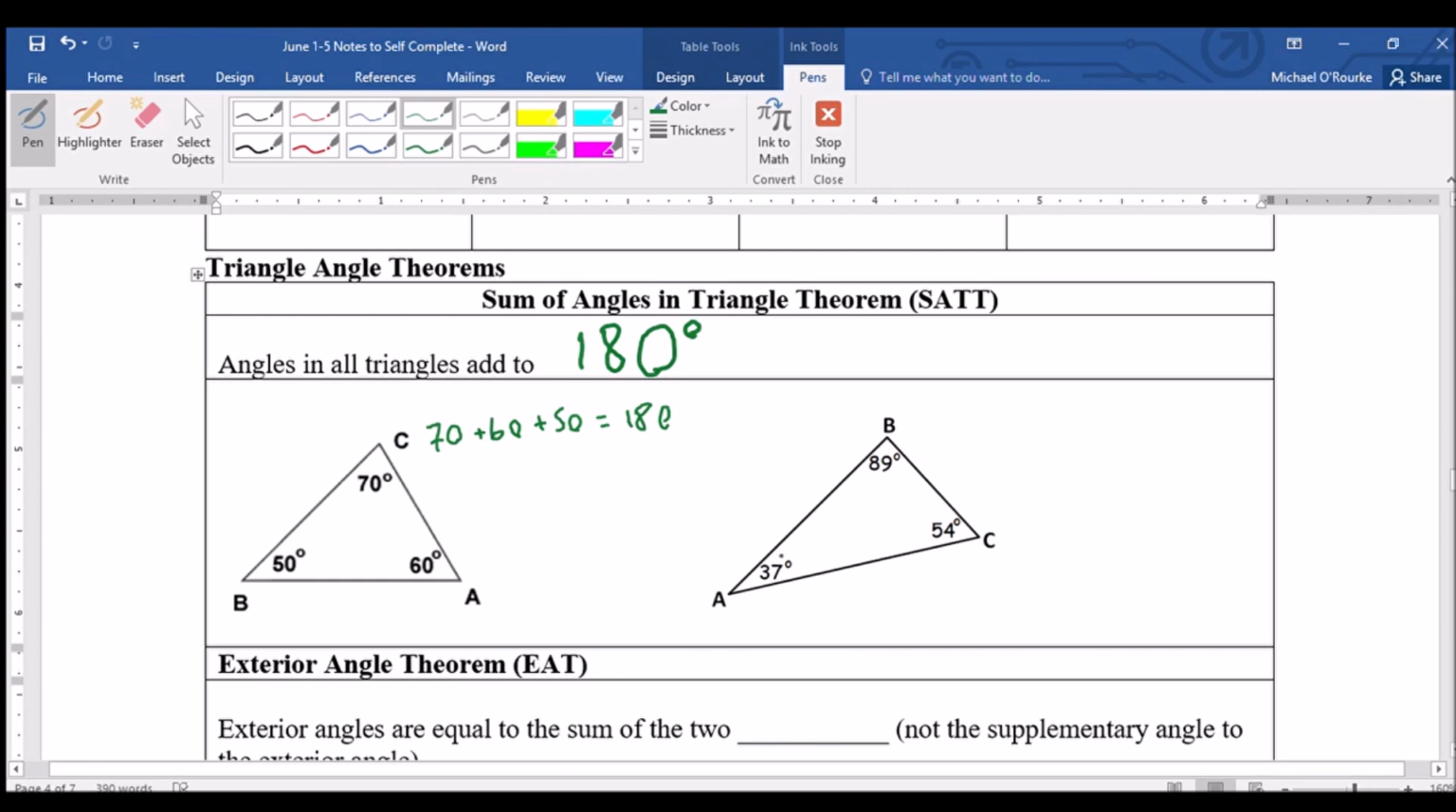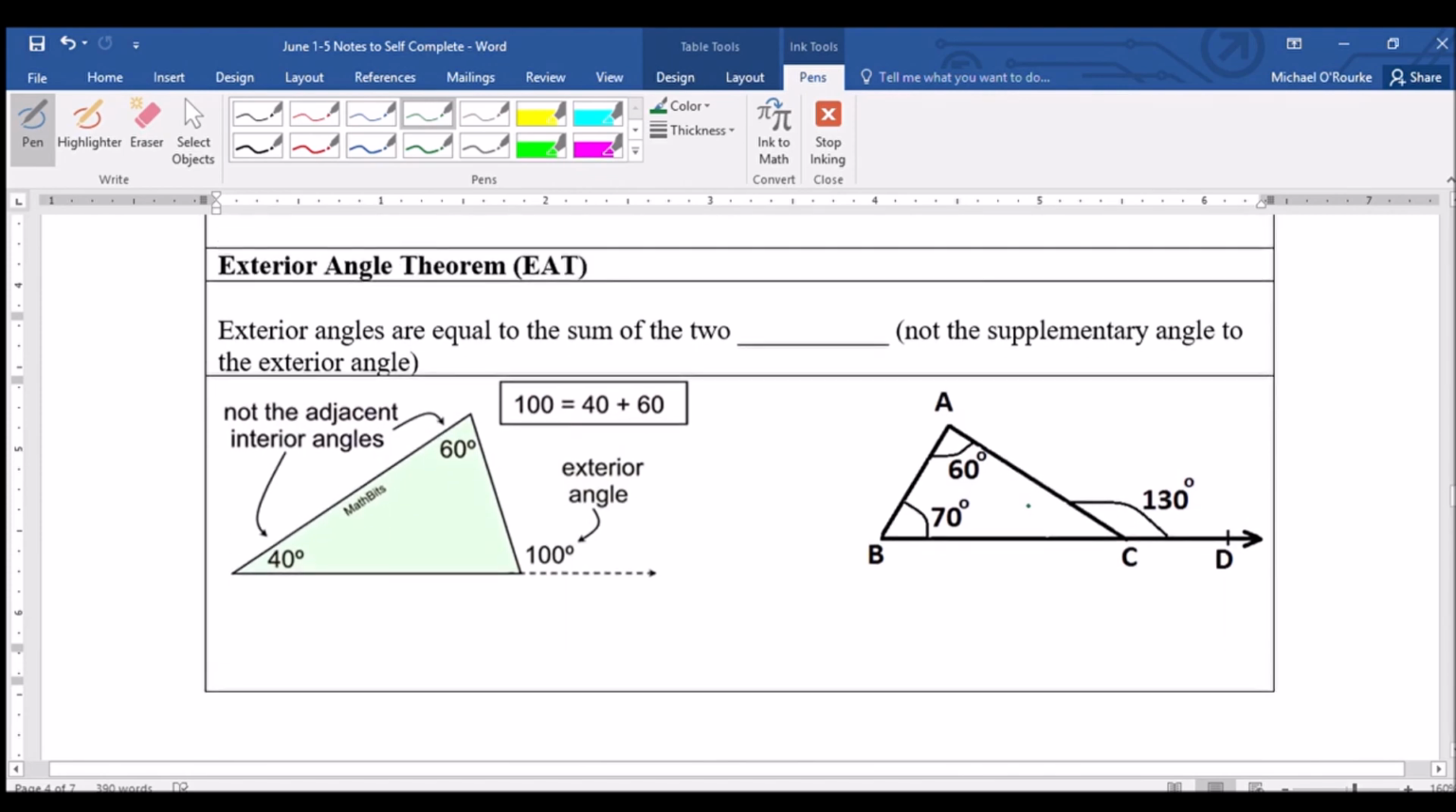Right? So hypothetically, if I was missing this one, and we name that A or whatever along those lines, I would go 180 minus 89 minus 54 equals, I think that number is 37, if not mistaken. And then I would say SAT. So all angles inside a triangle add up to 180.